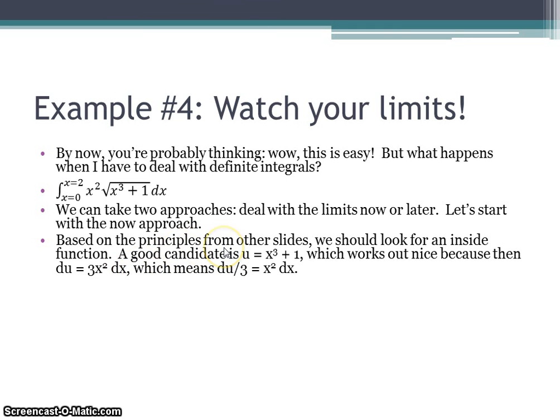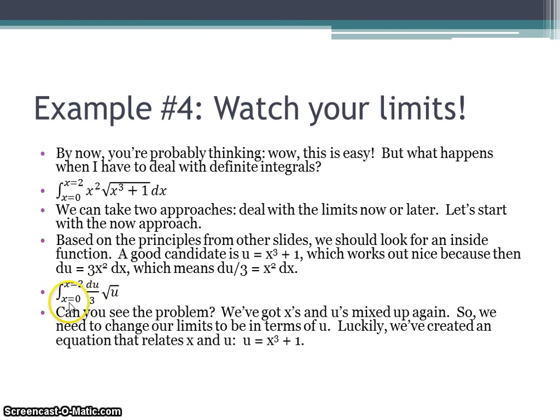which would mean du over 3 is equal to x squared dx. In that case, we can then plug in du over 3 for dx times x squared, and then we got the square root of u. We got a problem though. Can you see it? X is equal to 0 is our lower limit, x is equal to 2 is our upper limit. We need everything in terms of u.